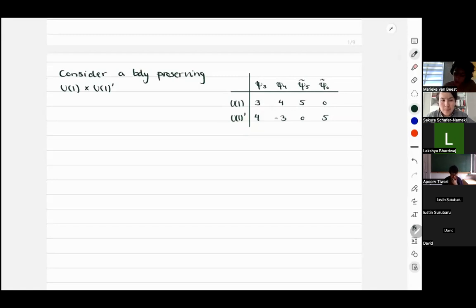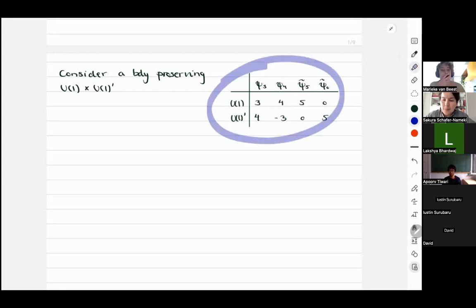There we go. Consider a boundary that preserves U1 times U1 prime. So two different U1s, and the charges are given here. The charges of the first one are just these 3, 4, 5, 0, like we had before. And the charges of the second U1 have been chosen such that it doesn't have any anomaly itself, and there are no mixed anomalies either with the first U1. So everything here is again non-anomalous.